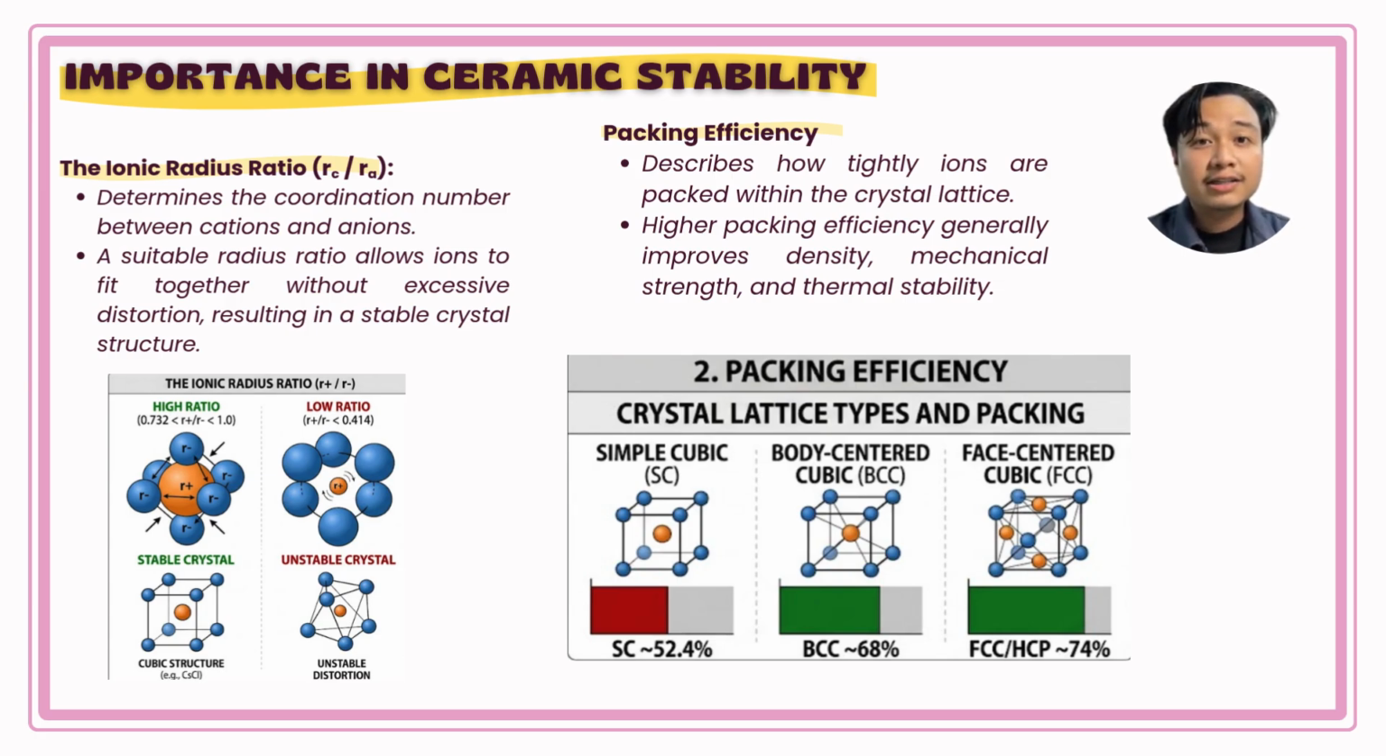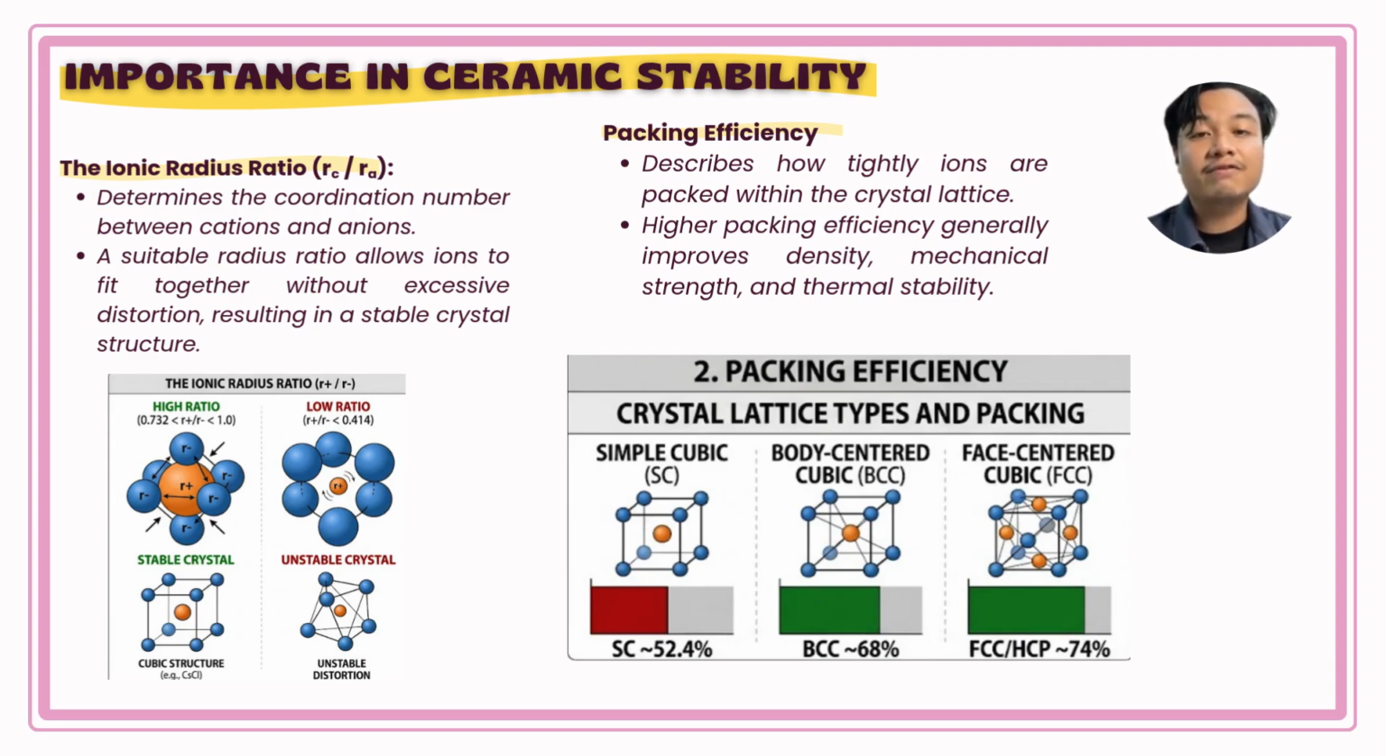Now, let's look at what actually keeps a ceramic material stable. It really comes down to two major factors: ionic radius ratio and packing efficiency. First, the radius ratio shown on the left tells us how well cations and anions fit together. If the ratio is just right, they fit perfectly without distortion, giving us a highly stable crystal structure.